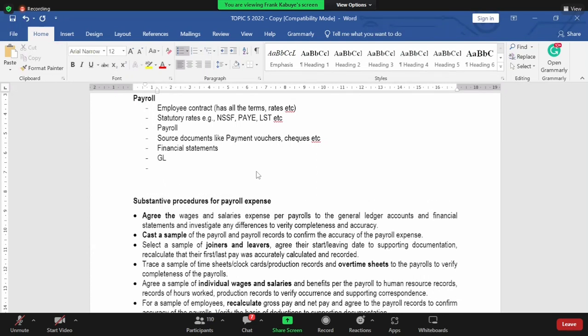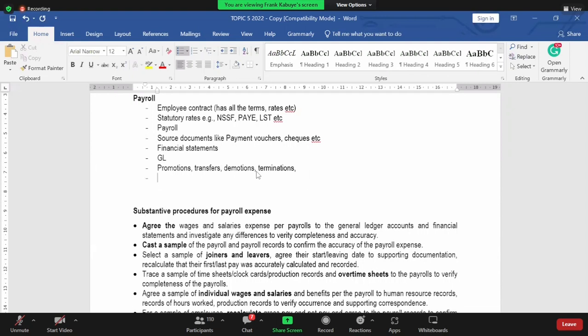Then you need the promotions during the year, promotions, transfers. Whenever somebody is promoted, the amount changes. Transfers, demotions. You need terminations. When you terminate somebody, it has an impact on the financials also, etc.